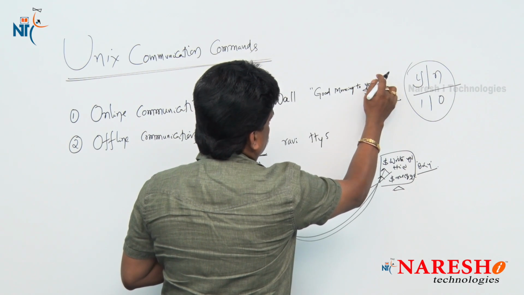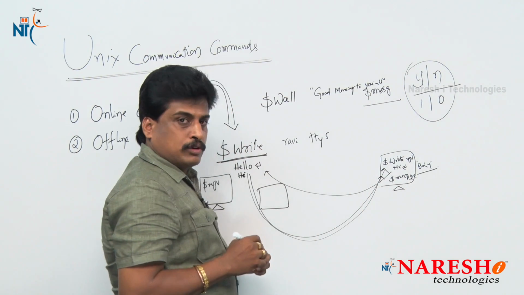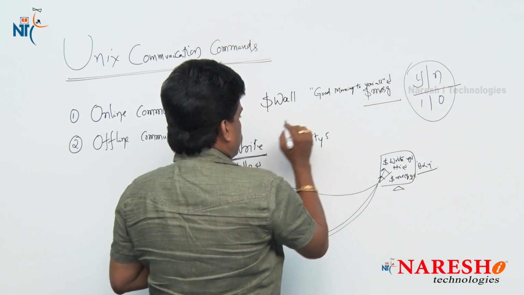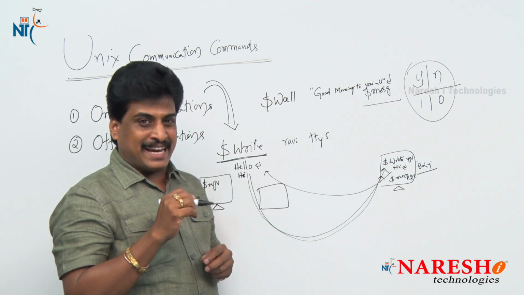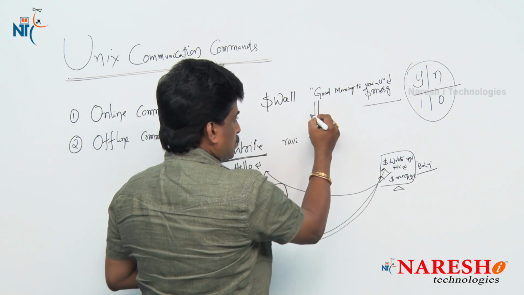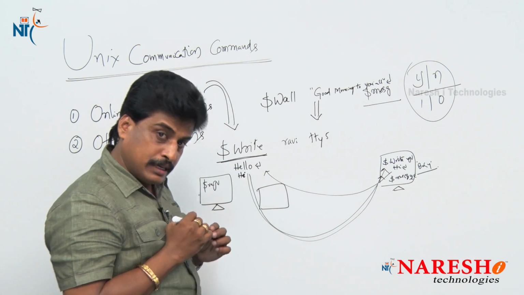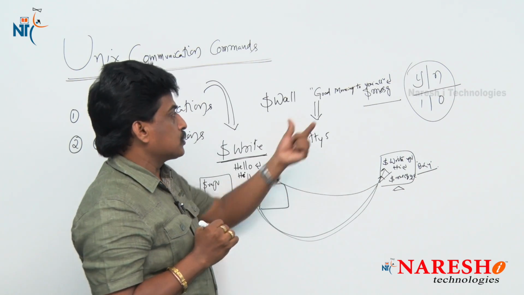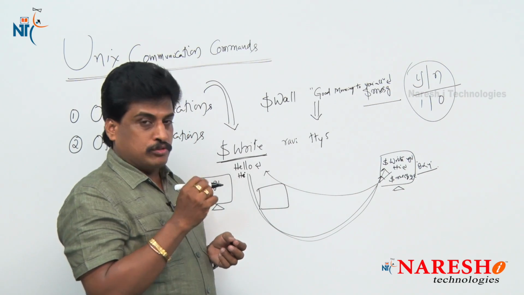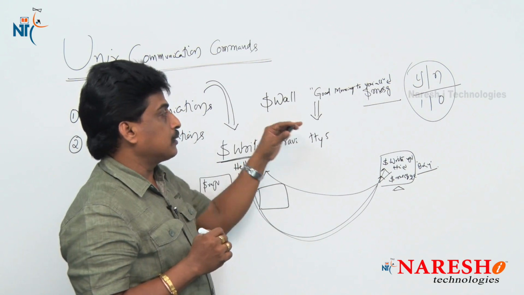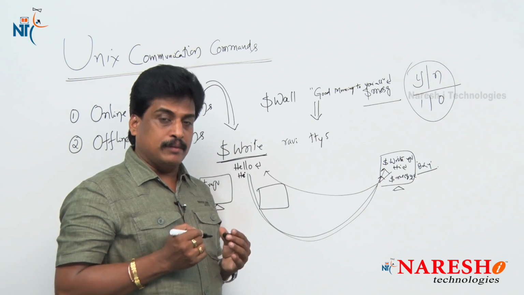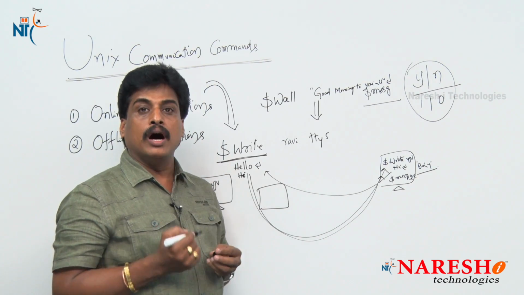Whether you use double quotation or single quotation, no formality is required. Just hit the return key. Immediately it gives a broadcast message from so and so user and delivers to all currently logged in users. Good morning to you all from so and so user, for example Raju @localhost.localdomain, it gives the address. So if you want to send bulk messages to all users at a time, you use the wall command.